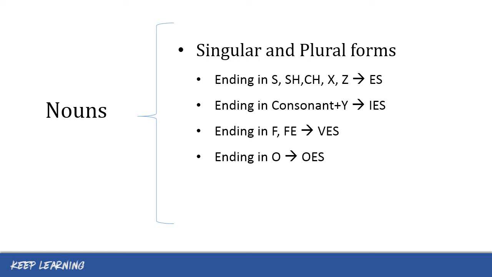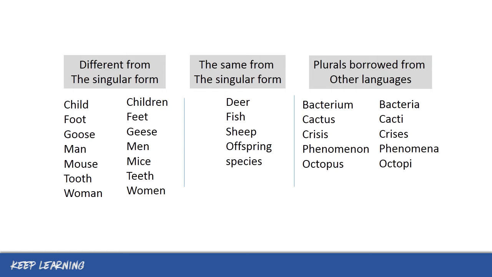So these are the ways that you can turn singulars into plurals. But you also have to keep in mind that there are different kinds of plurals. For example, in the first column you're going to see nouns that are different in the singular form from the plural form. For example, child, the plural is children. Foot is 1 foot and 2 feet.